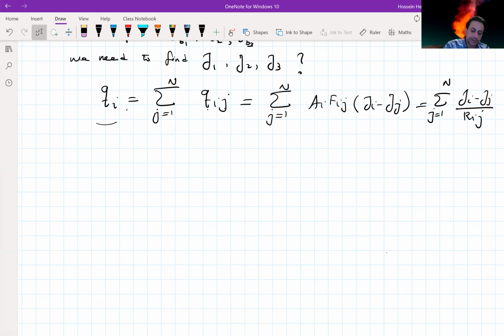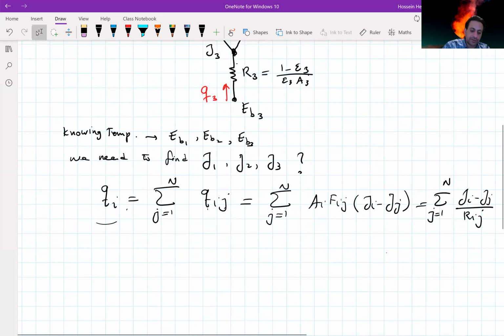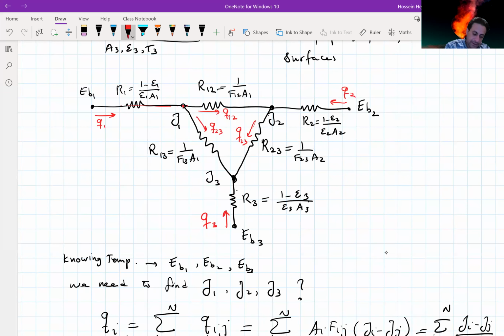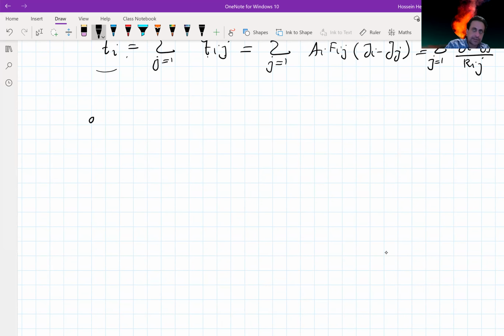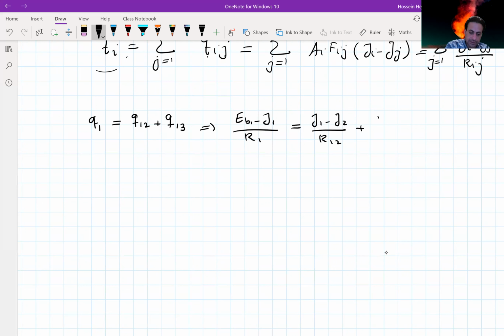Now, to find out J1, J2, and J3, what we can see here is we can look at each of these nodes, J1, J2, and J3. And at each of these nodes, what we can write is the balance of the radiation energy. Q1 just gets in, part of that goes here, part of that goes here. So I can write that one here at each node. The net radiation should be 0. So Q1 is equal to Q12 plus Q13. Or if I just replace that, Q1 is EB1 minus J1 over R1, equal to J1 minus J2 over R12 plus J1 minus J3 over R13.